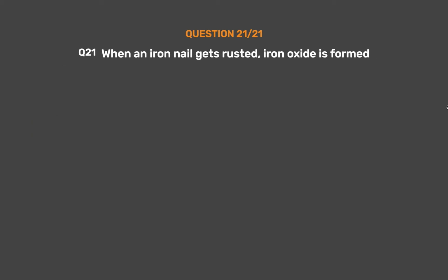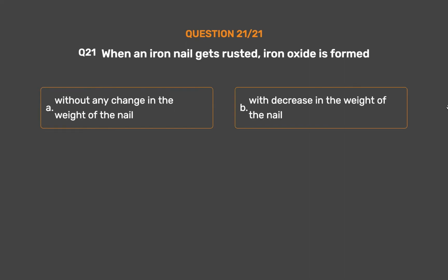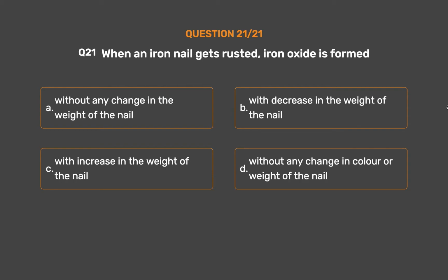Question number 21. When an iron nail gets rusted, iron oxide is formed. Option A, without any change in the weight of the nail. Option B, with decrease in the weight of the nail. Option C, with increase in the weight of the nail. Option D, without any change in color or weight of the nail.